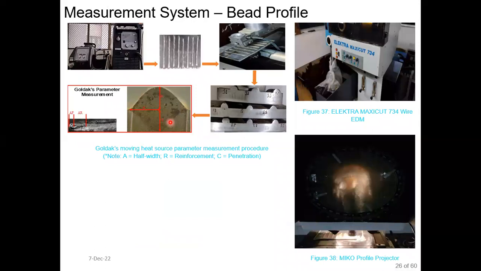So this slide represents, as I was discussing about moving heat source parameters, the Goldak double ellipsoidal moving heat source parameters. This slide is showing a procedure. First I have deposited a bead on plate component. After that, sectioning it through wire EDM machine, and after polishing and etching of the component, I have recorded different parameters. So this A value is the half width, R value is the reinforcement height, and C value is the depth of penetration, and AF and AR values are the frontal and rear ripple marks, which are important inputs to the Goldak double ellipsoidal heat source parameters.